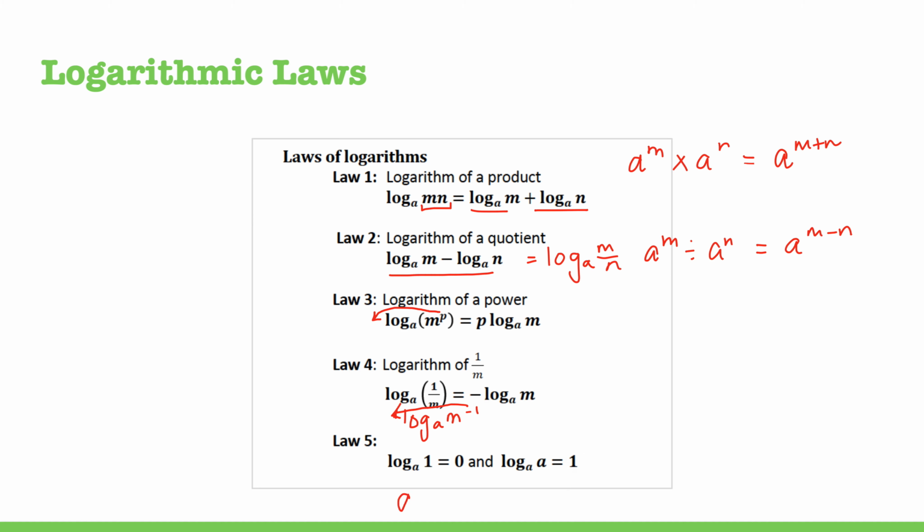Using my index law, I know that anything to the power of 0 is 1, therefore log a of 1 is equal to 0, so the opposite. And I also know that any value to the power of 1 is equal to that same value itself. So log a of a is equal to 1, and this is a very important rule: whenever you have a base and a value that is the same, that will always equal 1.